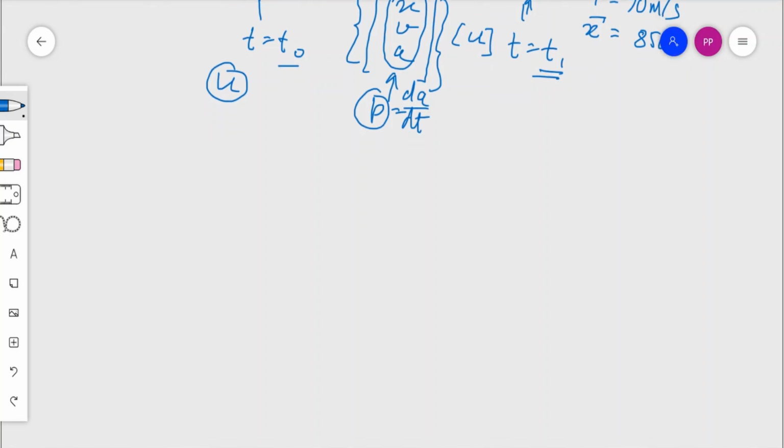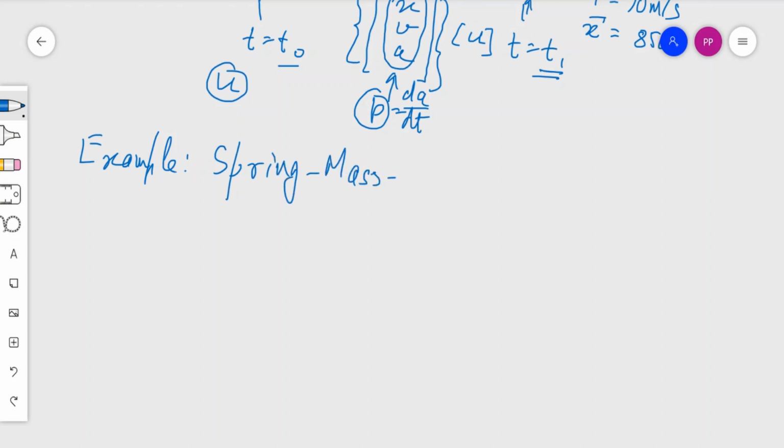So we take the example of spring mass damper system.